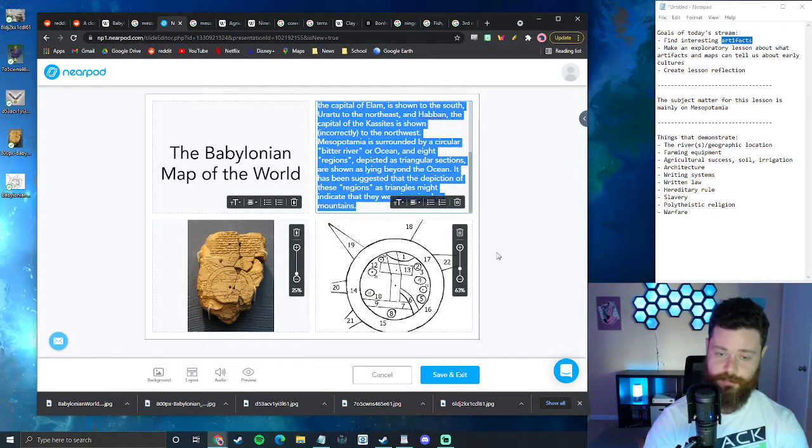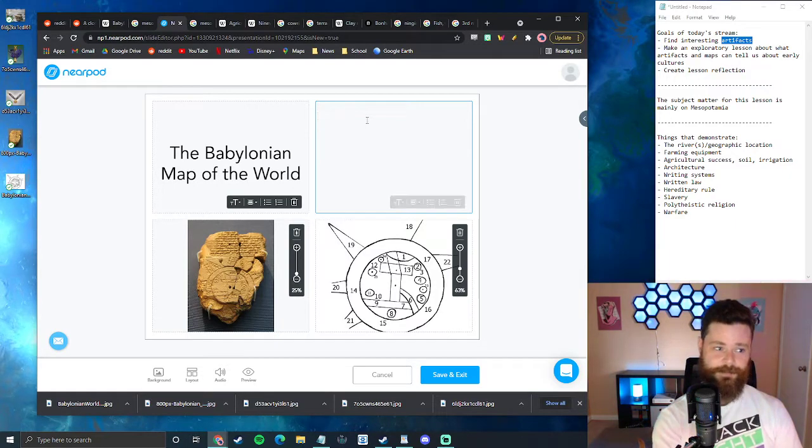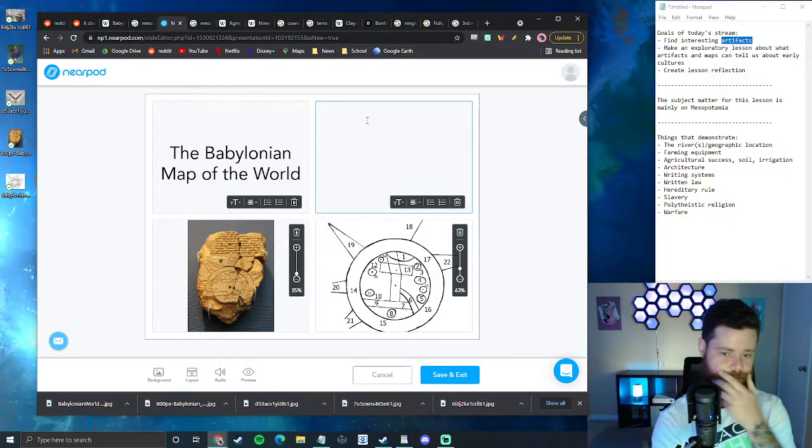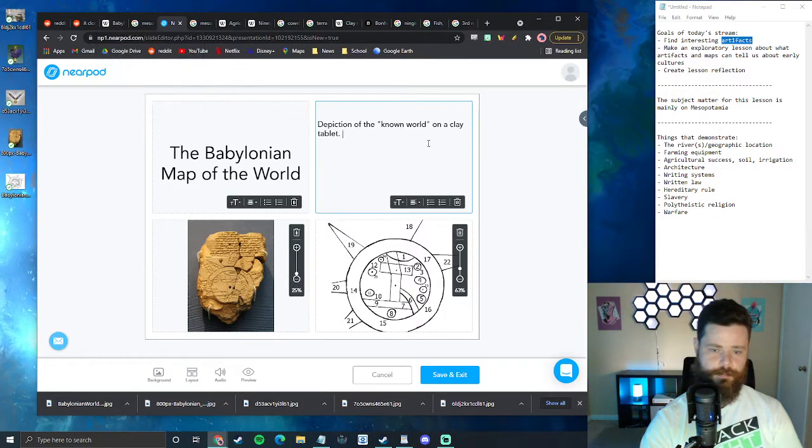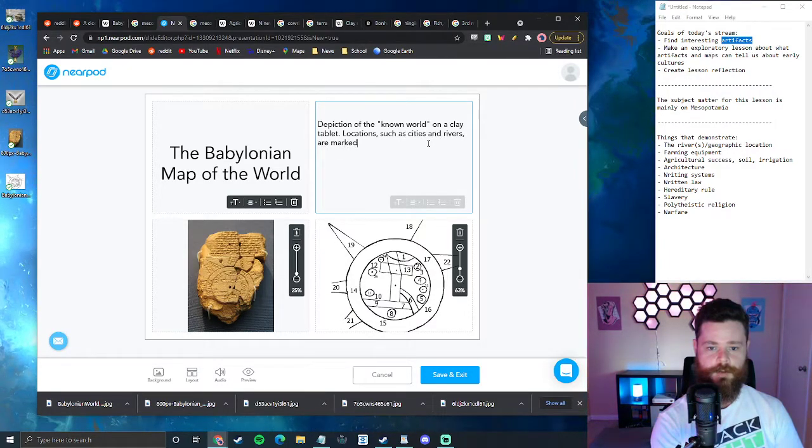Okay, you know what? We're just going to paraphrase because that's a lot to try to shave down. So, a depiction of the known world on a clay tablet. Locations such as cities and rivers are marked and labeled on this early version of a map.